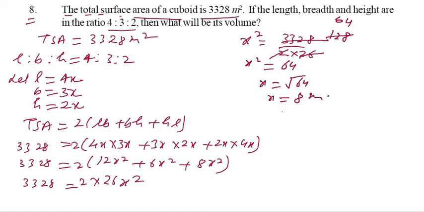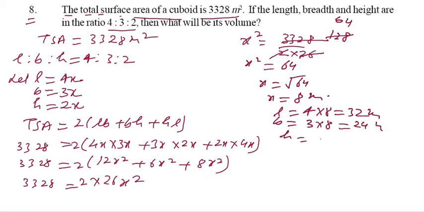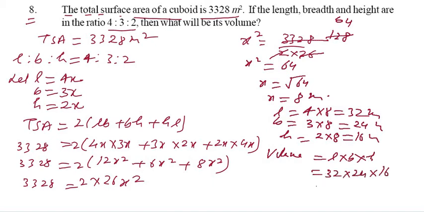Now we can find the length. Length is equal to 4 into 8, that is 32 meter, and breadth is equal to 3x, so 3 into 8 that is 24 meter. Now height is equal to 2 into 8 that is 16 meters. Now we can find the volume. Volume is equal to L into B into H. Now you can put the value. It is 32 into 24 into 16. So it will be 12288 meter cube and that will be your answer.